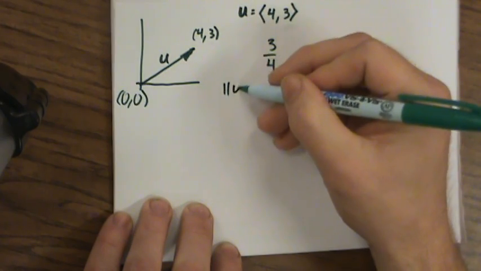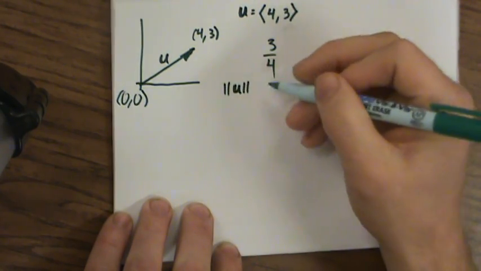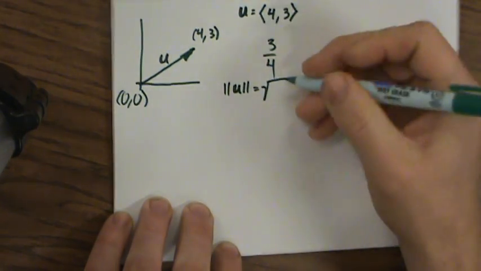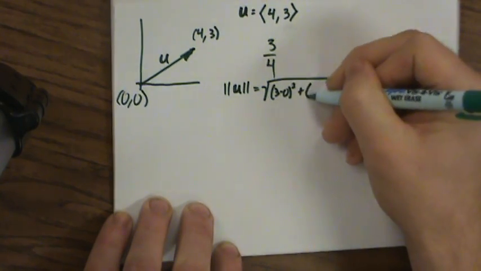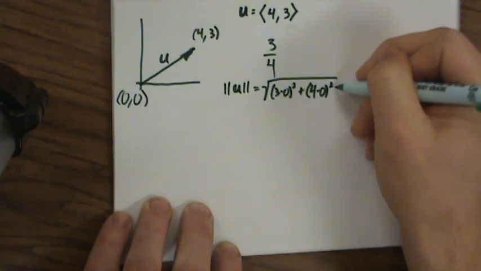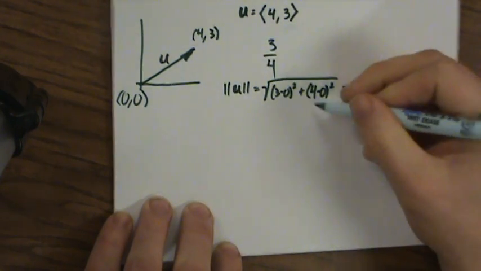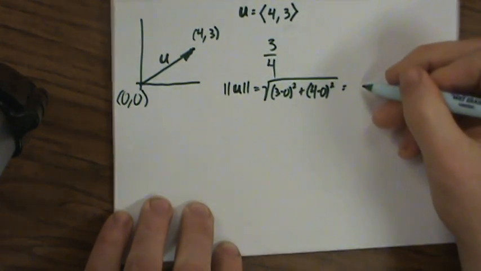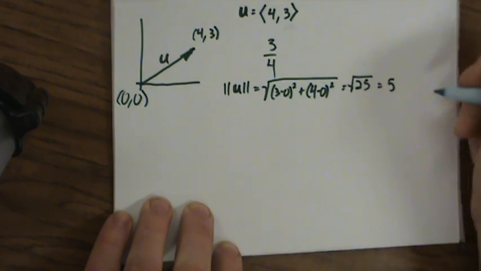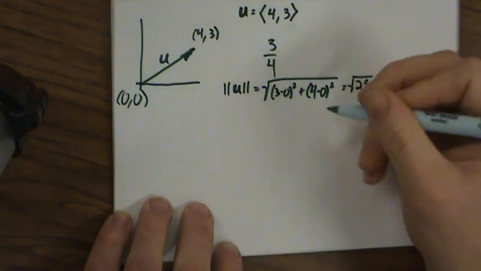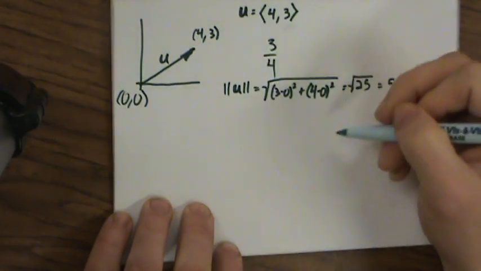Well, the magnitude, okay, let's use the distance formula. It's the square root of (3 minus 0) squared plus (4 minus 0) squared. That's equal to 16 plus 9, that's 25, the square root of 25, and that is 5. All right. But really, was it necessary to write all this much?